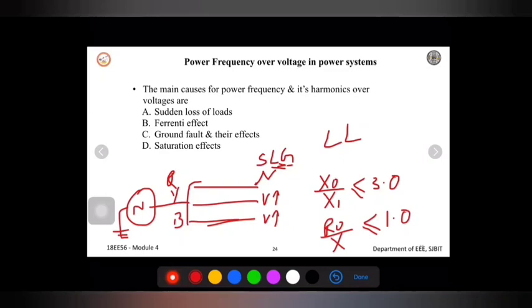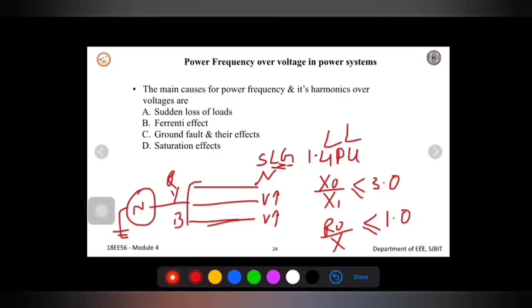So this rise in the voltage in healthy phases will not usually exceed 1.4 per unit because of a single line to ground fault. As I mentioned, there will be a rise in the voltage in the healthy phases, but that will not exceed almost 1.4 per unit, it will be below that. So the next effect is the saturation effect.